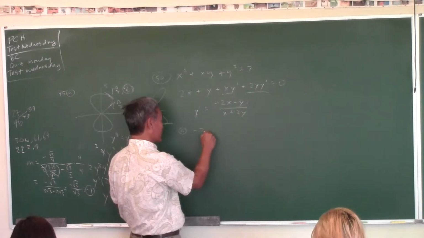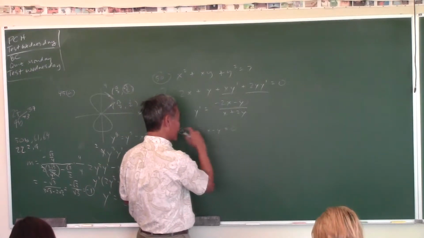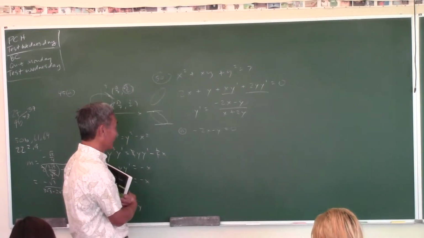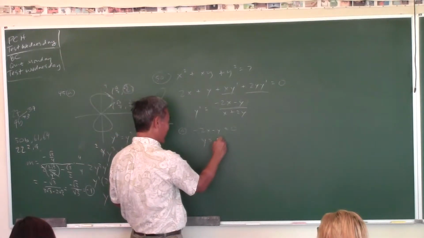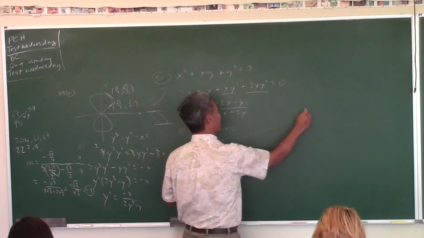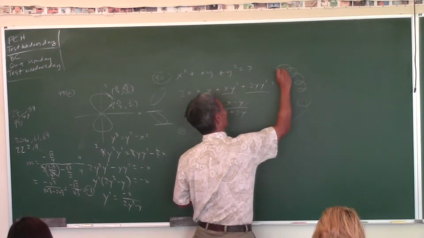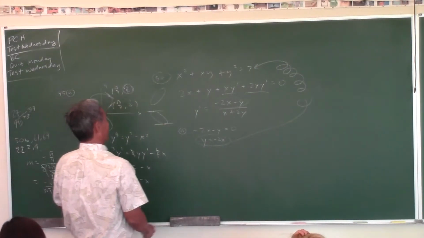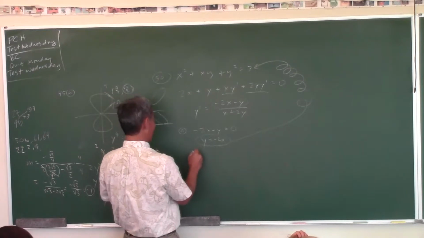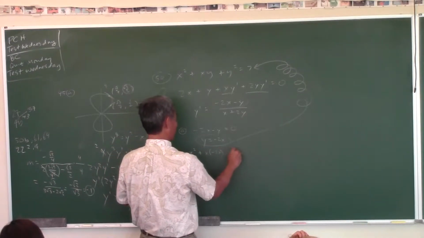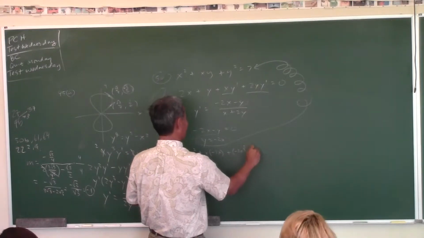So what you do is you set the numerator equal to 0, and solve for one of the letters. Which letter looks easier to solve for? So y equals negative 2x. And what am I going to do with that? You plug it back into the original. So let's do this: x squared plus x times y, where y is negative 2x, plus negative 2x squared equals 7.